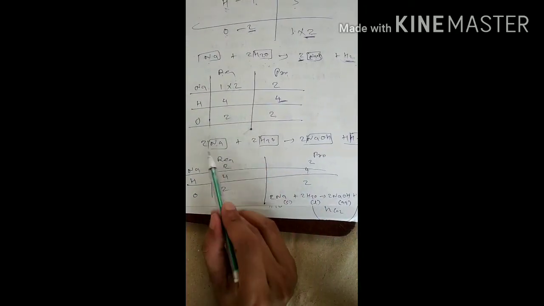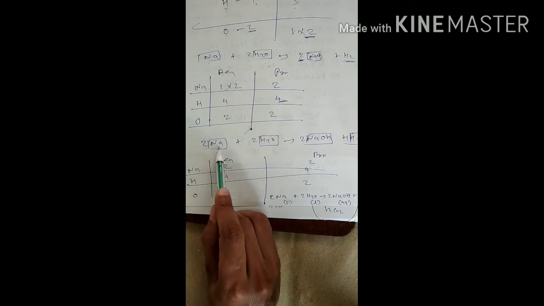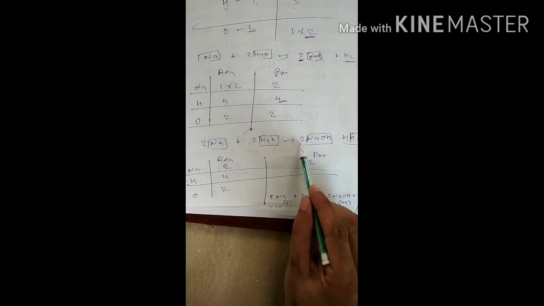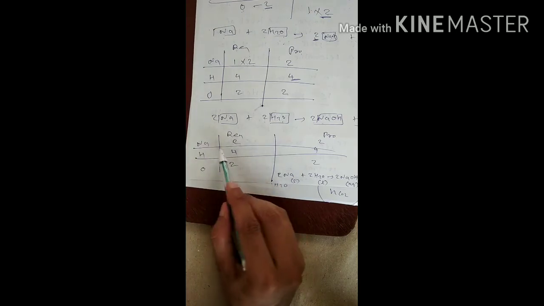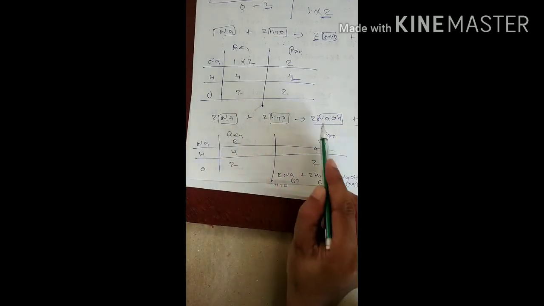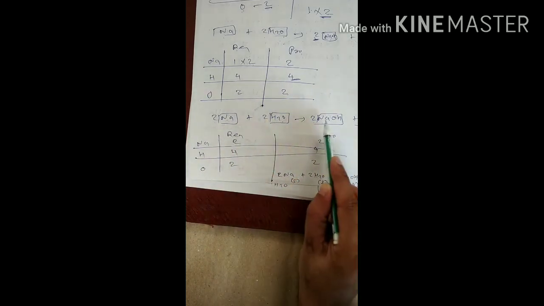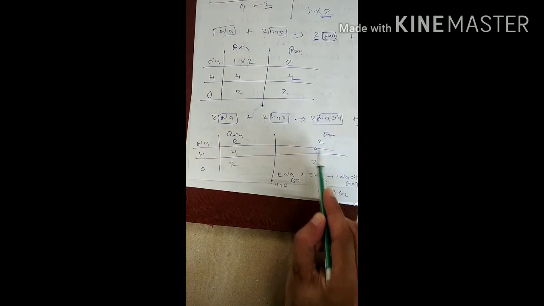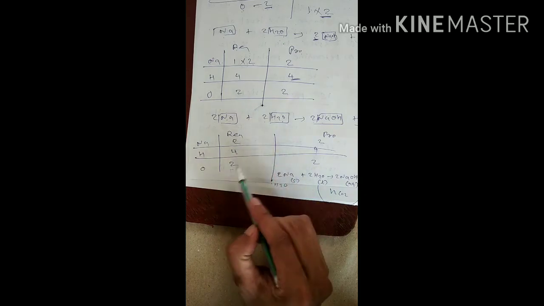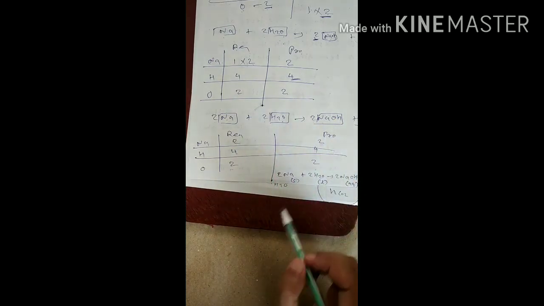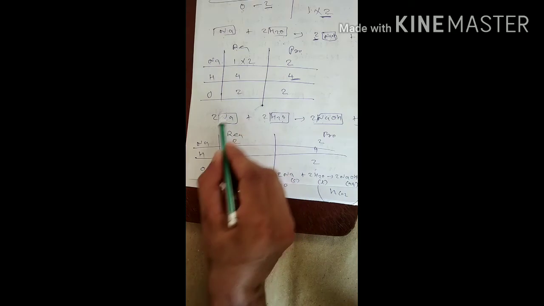So I have multiplied it here. 2 Na plus 2H2O gives 2 NaOH plus H2. Now check the list. This is the last one. Sodium 2, 2, you can see here 2 sodium, 2 sodium. Hydrogen 2 2s are 4, hydrogen here 2 plus 2, 4, oxygen 2, oxygen 2. So this is our final equation.